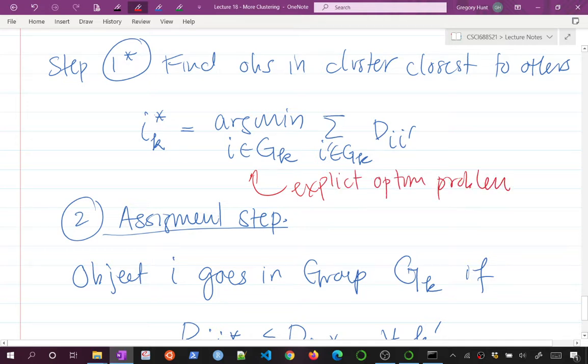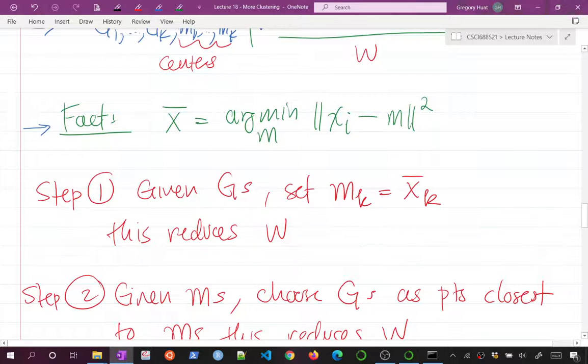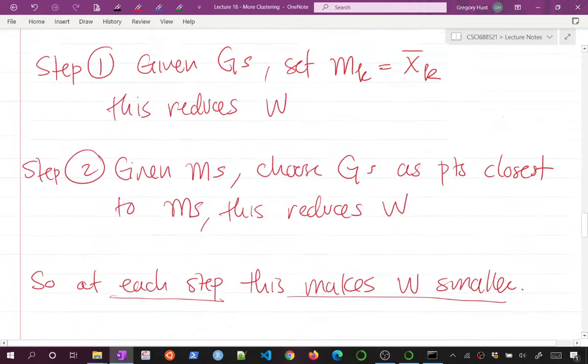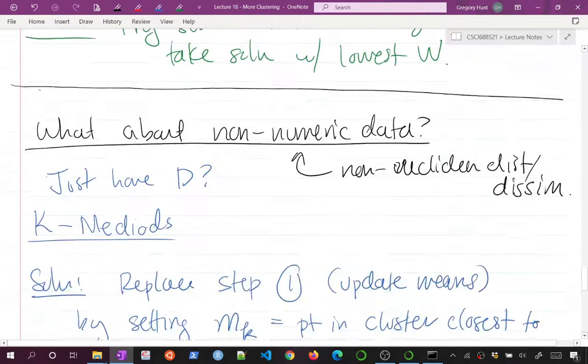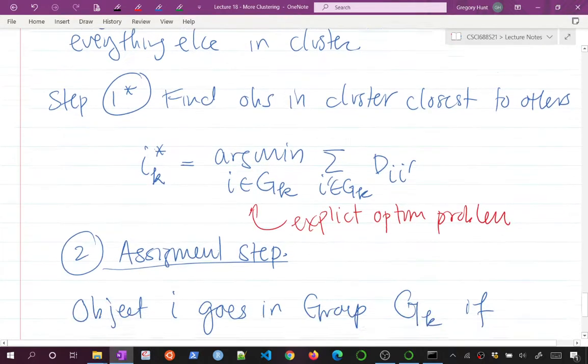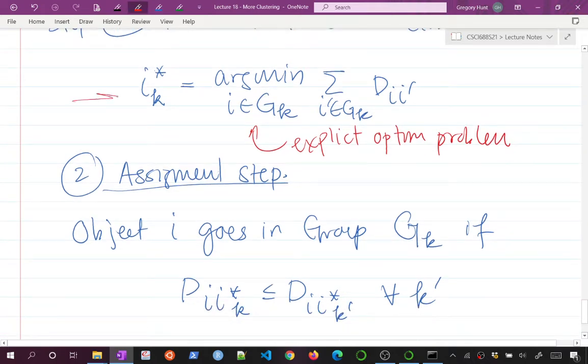Before, with k-means, we were able to just calculate the means. Theoretically you could view it as optimizing and finding these m's, but we didn't actually do it. We just calculated x bar because we know x bar solves that optimization problem. The problem with k-medoids is that, while it's more general, we don't actually have to have x, we don't have to use Euclidean distance, we just have to have a dissimilarity matrix, it requires that we actually solve an explicit optimization problem to find the medoid at each step.